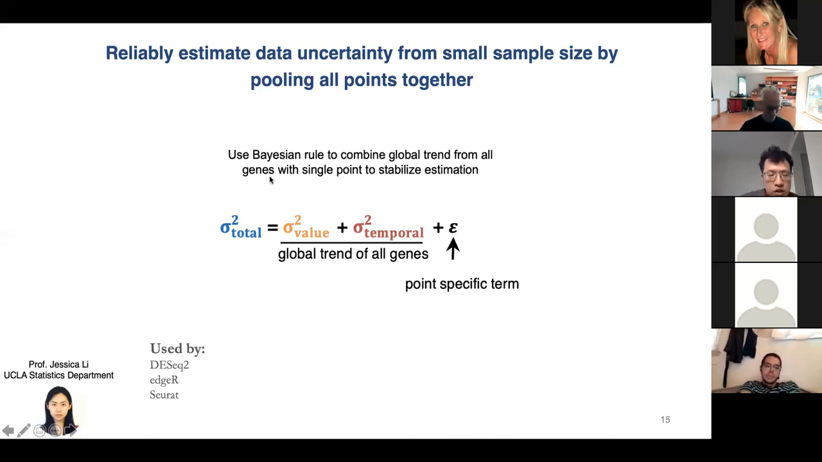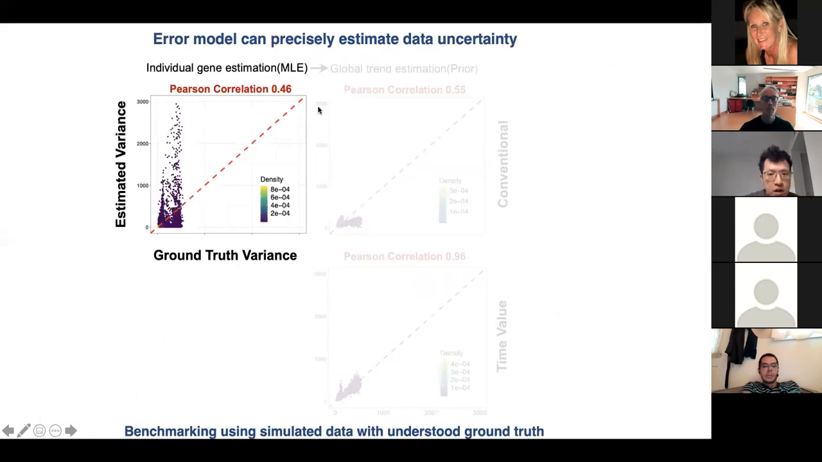So again, working with Jessica, we came up with the idea of putting all the gene data points together to stabilize our estimations. And we used Bayesian rule to combine such pooling information, which is the global trend from all genes, with single points so that we can generate stabilized point-specific estimation, which is here. And this approach turns out to be broadly used in the RNA-seq field, in DESeq2, edgeR, and Limma. They all use it.